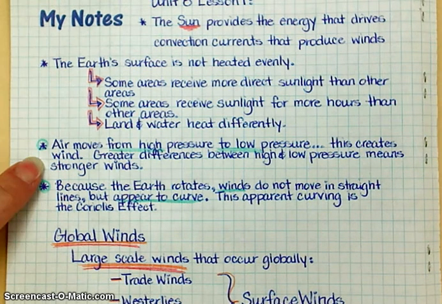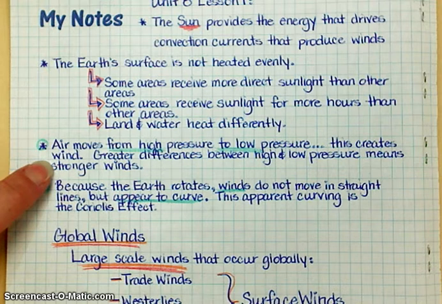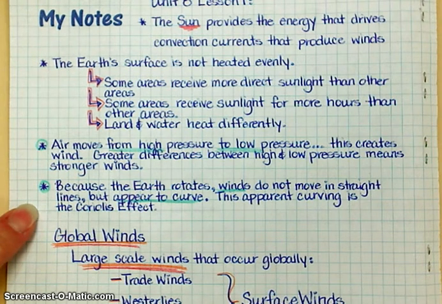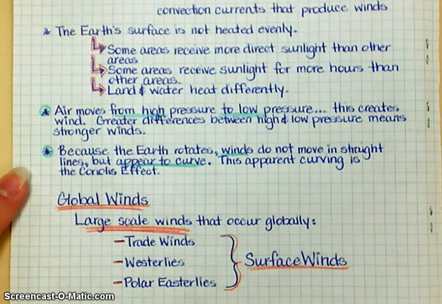And you need to know that air will move from high pressure areas to low pressure areas. And this movement of air is what we know as wind, okay? So the movement of air from high to low pressure areas, that's wind, okay? And the bigger the differences in the pressure, then the stronger the winds. So if you have a lot of difference between your high and low pressure areas, you're going to have stronger winds, okay? Also, because the Earth rotates, winds do not move in straight lines, but they appear to curve because of the rotation of the Earth. And this apparent curving is called the Coriolis effect, okay?